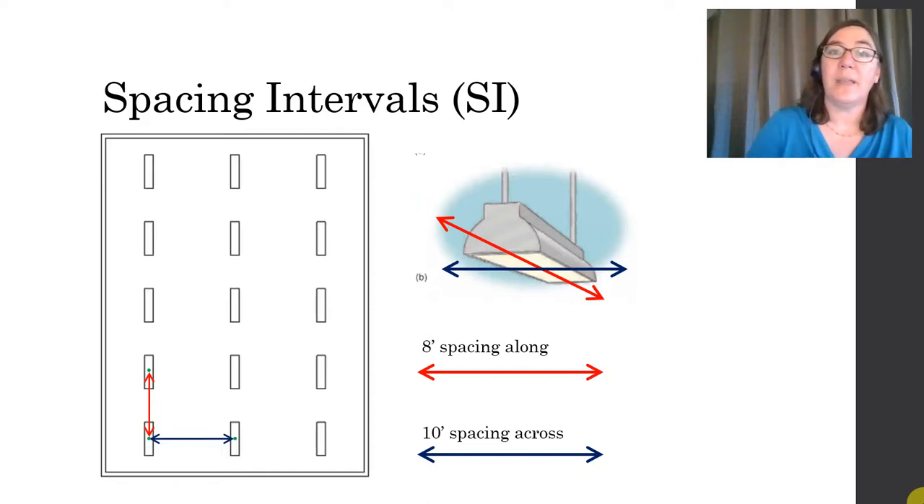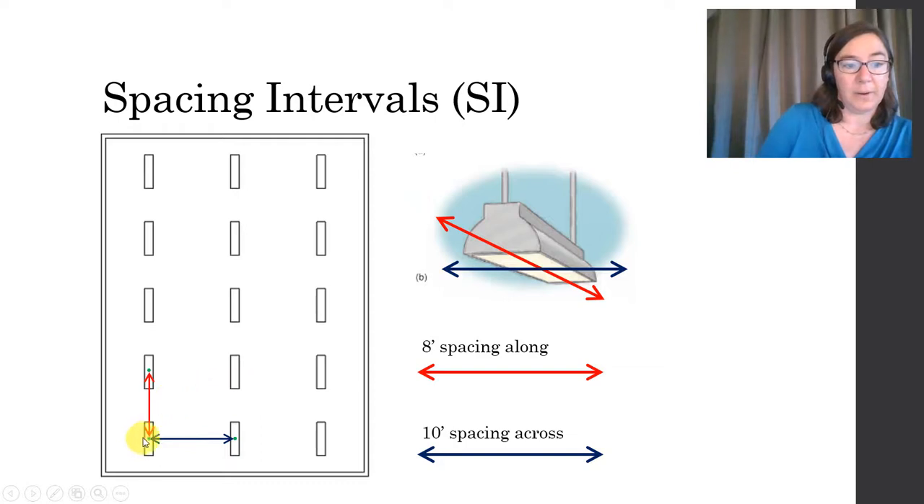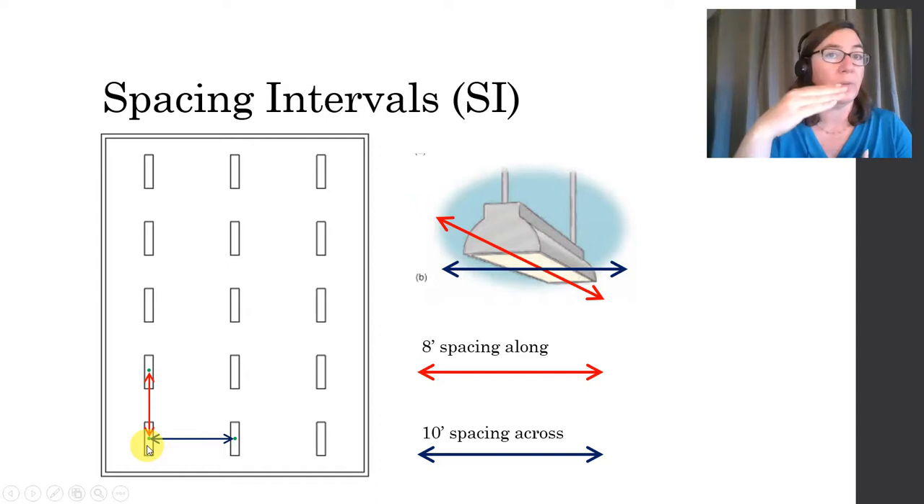When you place these in a room, what does that look like? It looks like this. We are measuring from center to center. That's those tiny green dots right there. And so we're going to space our luminaires 8 feet in the along direction and 10 feet in the across direction.